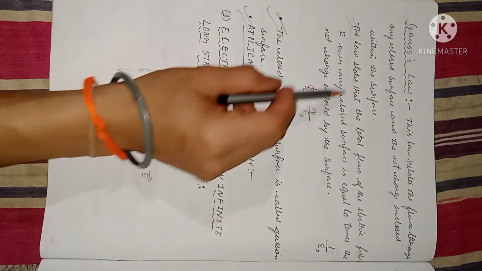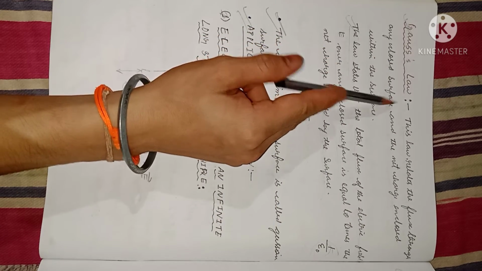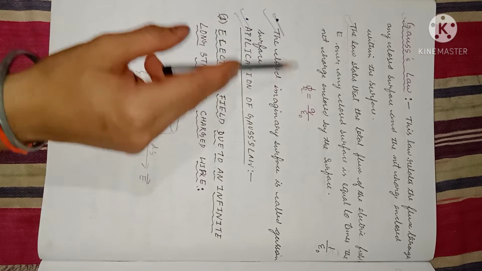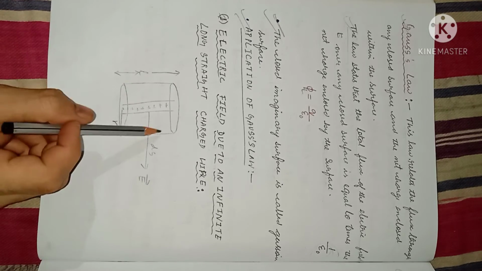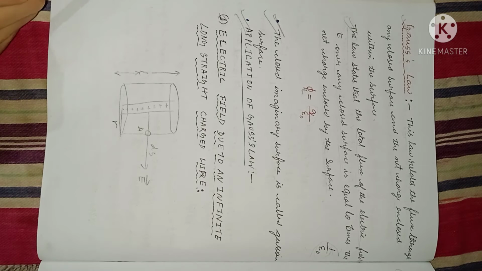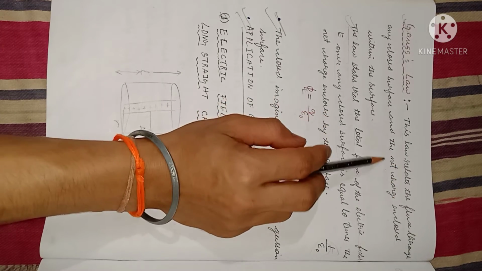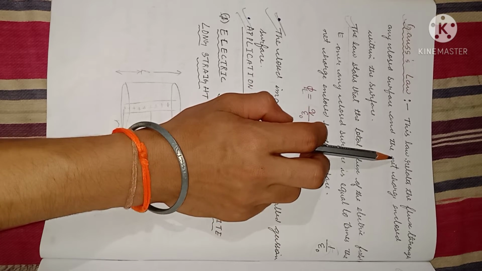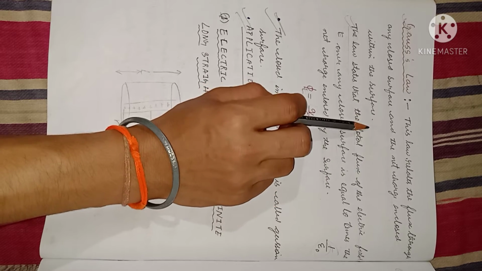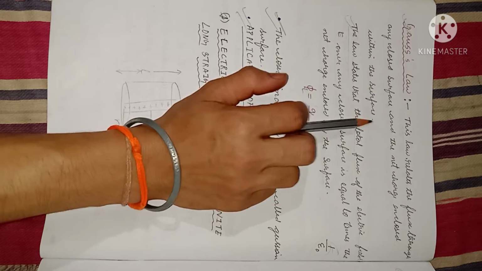Gauss law also relates the flux through any closed surface. That means Gauss law is only applicable to a closed surface. If it is not a closed surface, Gauss law does not have any application, that means it does not exist. So, Gauss law relates the flux through any closed surface and the net charge enclosed within the surface. Gauss law helps us to find the net charge enclosed within the surface, and it relates only to a closed surface. This is the main application of Gauss law.